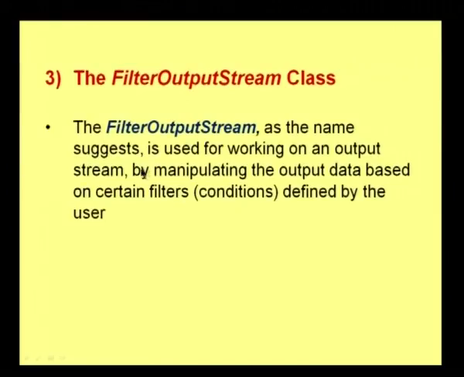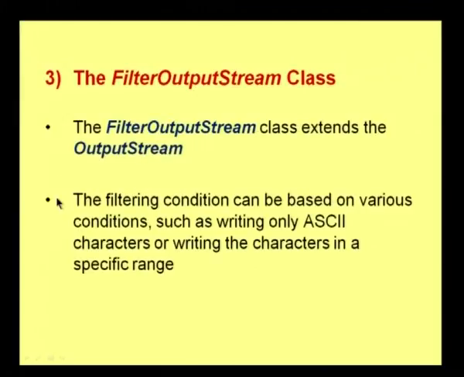You also have a filter output stream. As the name suggests, it is used for working on an output stream by manipulating the output data based on certain filters. So we can filter based on particular conditions as defined by the user. The filter output stream class also extends the output stream.